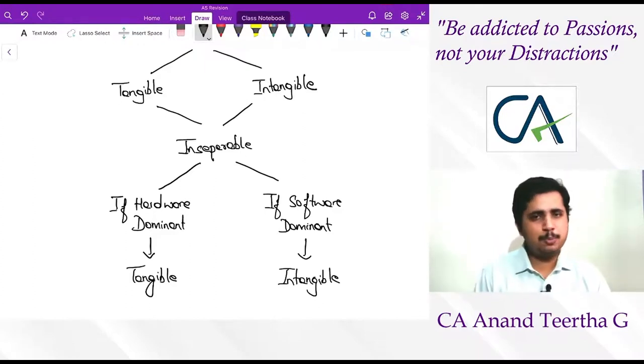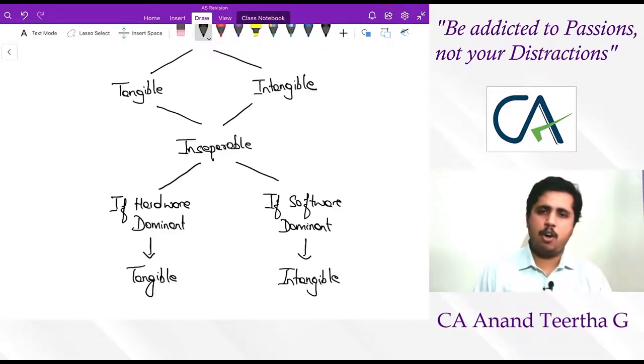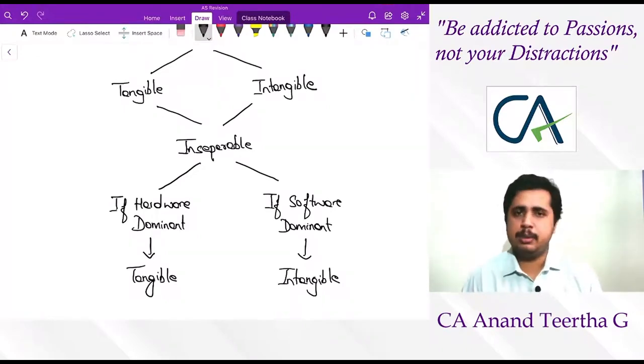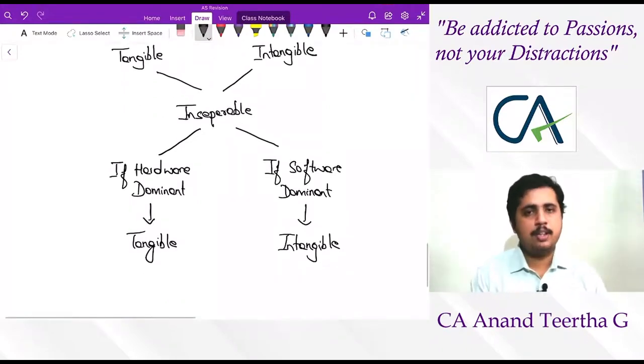Finally, the usage point, which you have already known, that it should be used for production, rent, or other administrative purposes. Admin could be anything, the additions of everything. So it could be selling and distribution, it could be anything to that matter to smoothly function the business. So this is about the intangible asset definition.